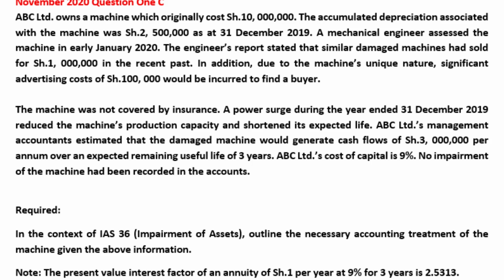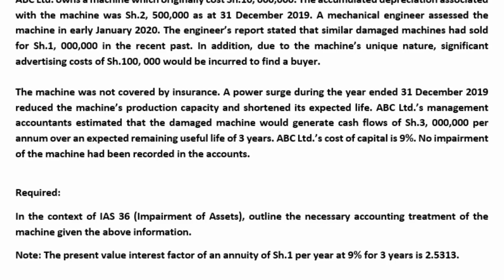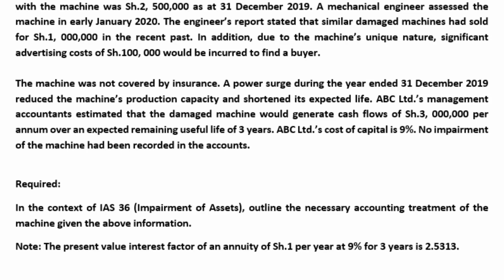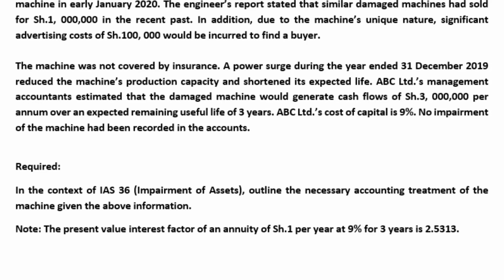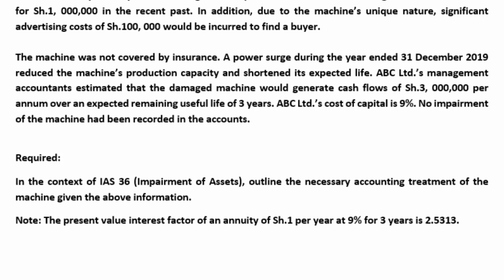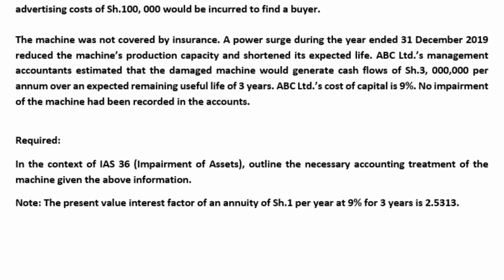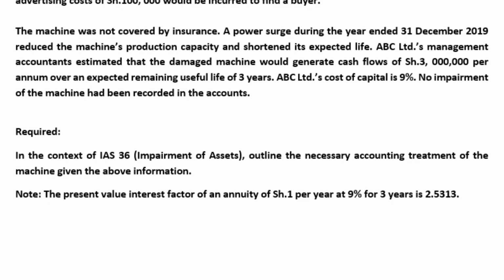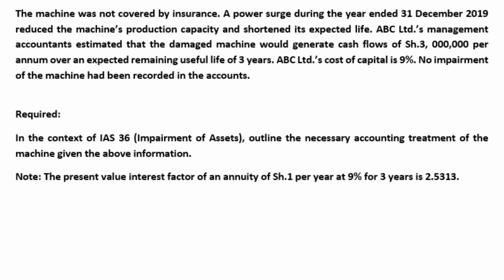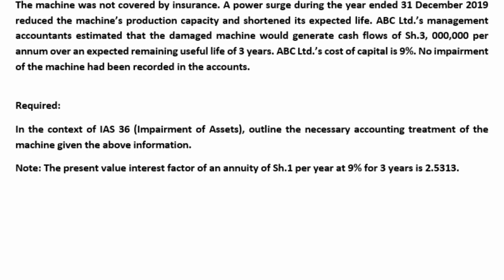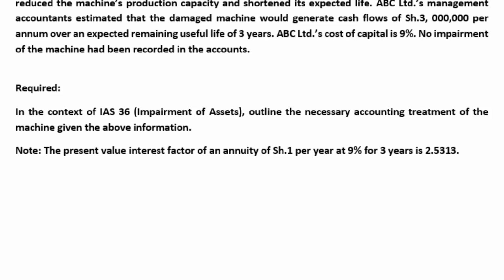And then you're told no impairment on the machine had been recorded in the accounts. So we are required, in context of International Accounting Standard number 36, which governs the impairment of assets, to outline the necessary accounting treatment of the machine given the information above. And then you're told to note the present value interest factor of annuity of shillings 1 per year at the rate of 9% for 3 years is 2.5313. And basically the examiner there had given 4 marks. So if you check on what was required here, we outline the accounting treatment of the machine given the above information.